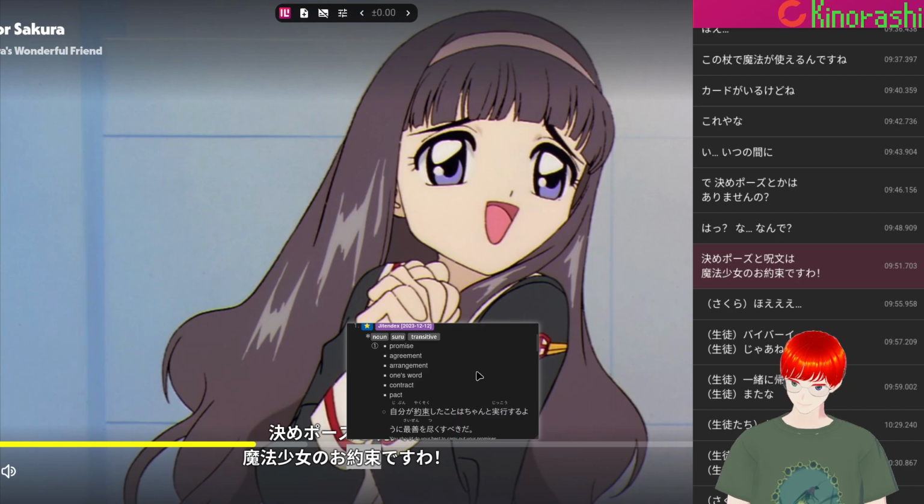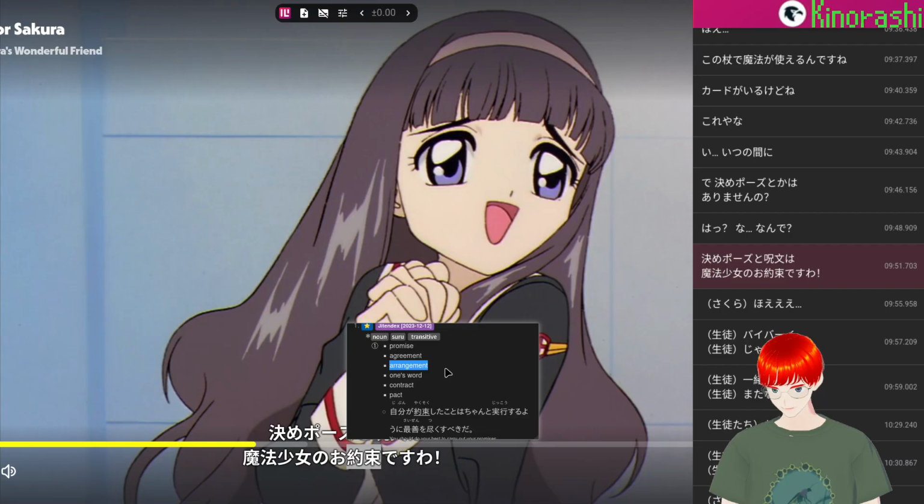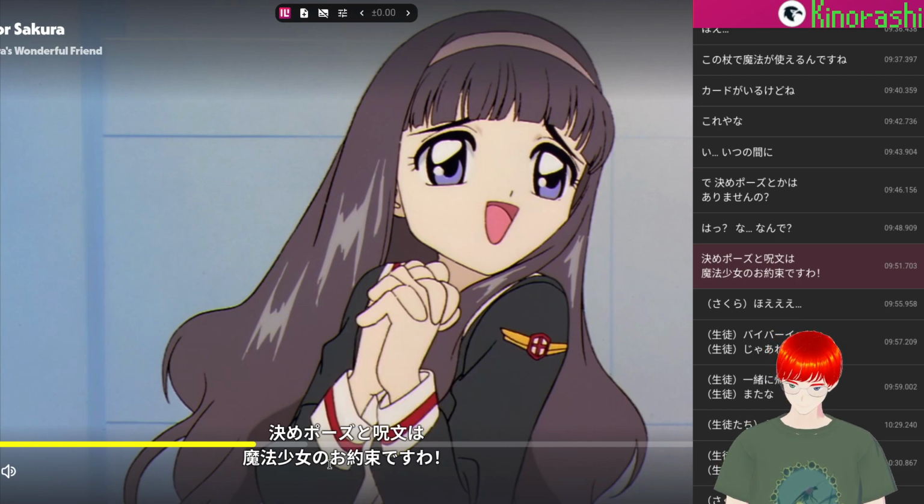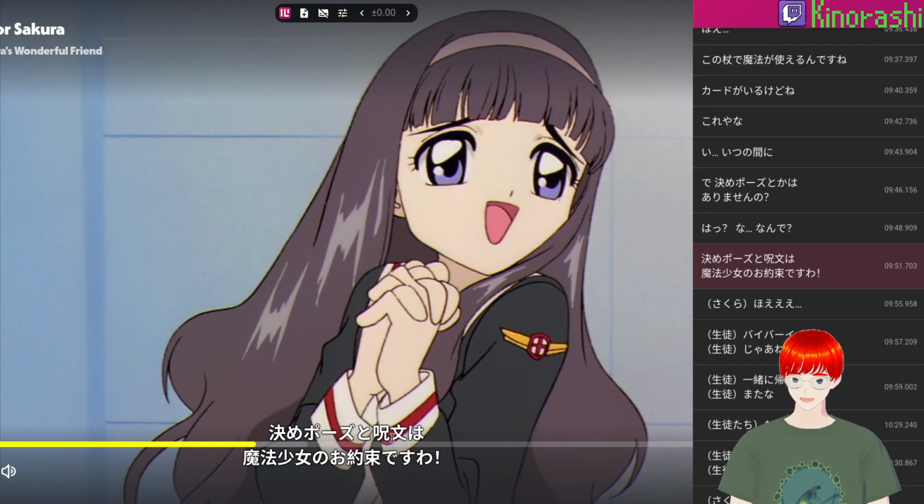Convention, rule. Okay, it's interesting. So you can use yakusoku to say something is a must-have. Or maybe arrangement might be the word it's most from this dictionary. A magical girl's arrangement. In other words, it's just part of being a magical girl to have a pose and an incantation. So, kimepozu to jumon. Kimepozu to jumon wa maho shoujo no o yakusoku desu wa.